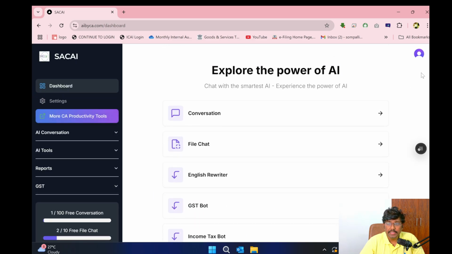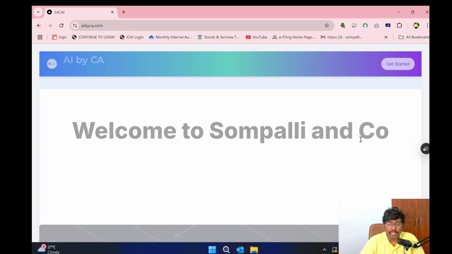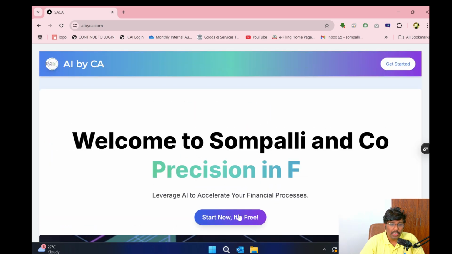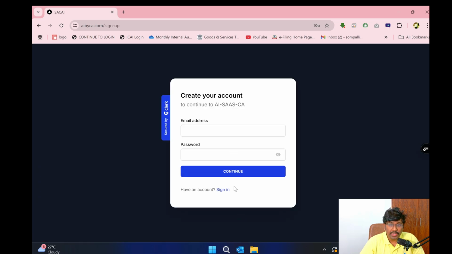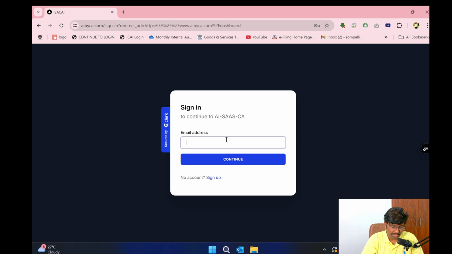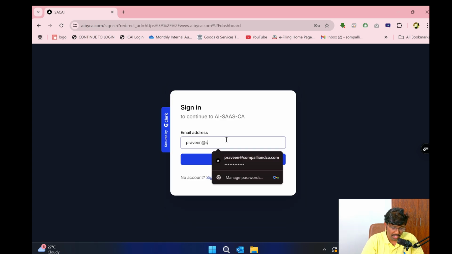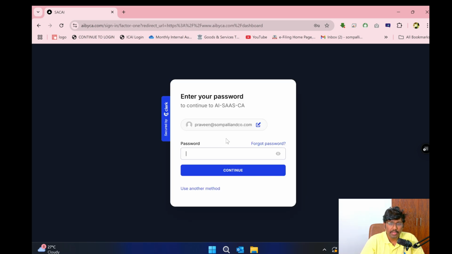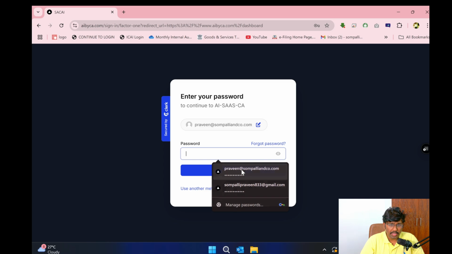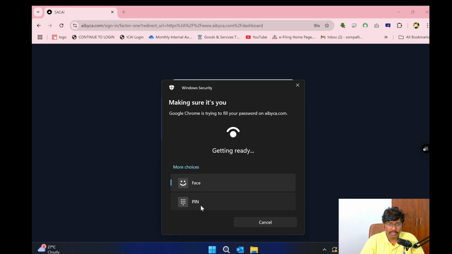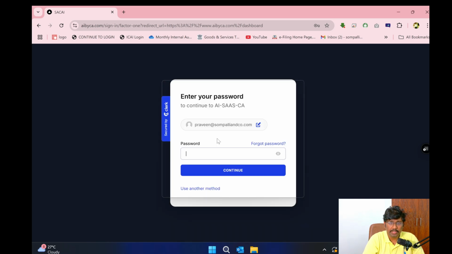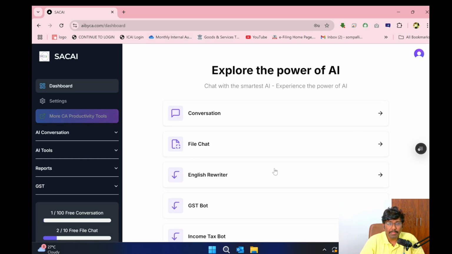Since I already registered, I no need to log in again. In case you are not yet registered, I recommend you register first. Here you can sign in if you want to. I already signed in, so I'm just logging in with my login credentials, and this is the password. Once you're logged in, the landing page would show like this.